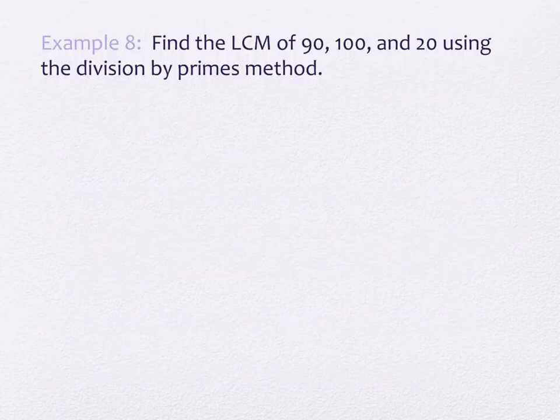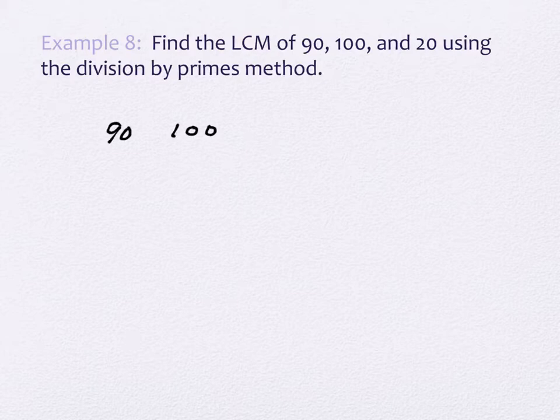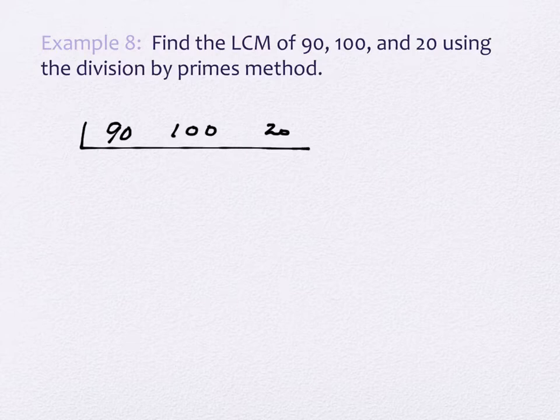We're going to write the numbers in a row. So I have 90, 100, 20. And if, in fact, they do all divide by something, I divide them all. So what do they all divide by? 2. So we're going to start there. 2 gives me 45, it gives me 50, and it gives me 10.